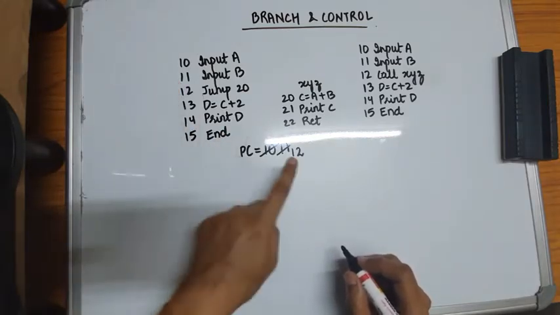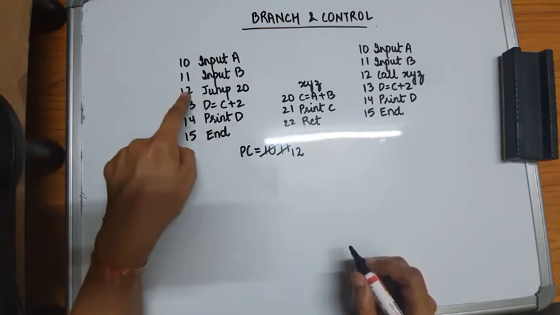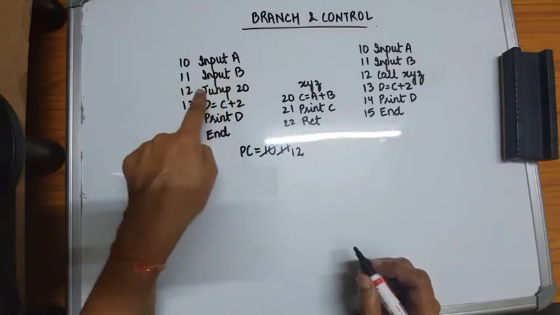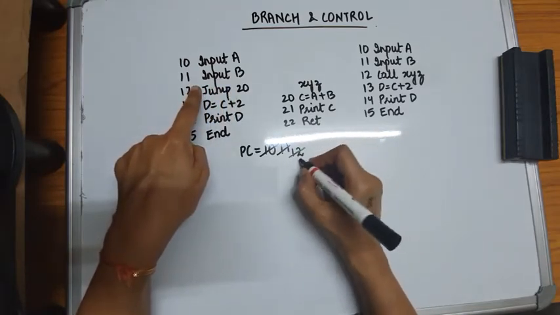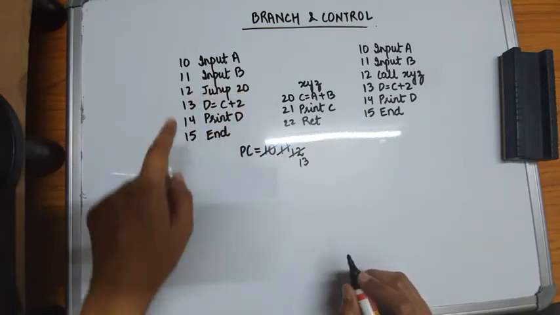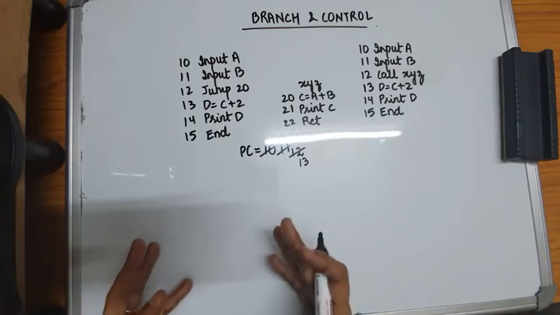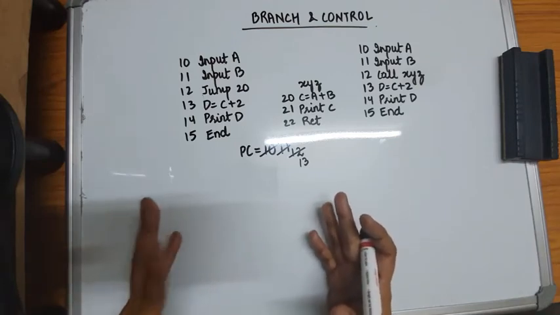The microprocessor comes to PC and checks the value 12. It fetches the instruction written there, and PC auto increments to 13. When it executes this instruction, jump 20, what the instruction says is that the control is now required to be transferred to line number 20.